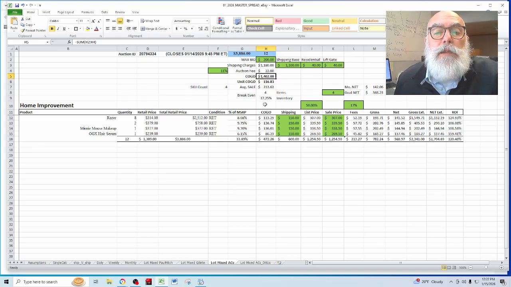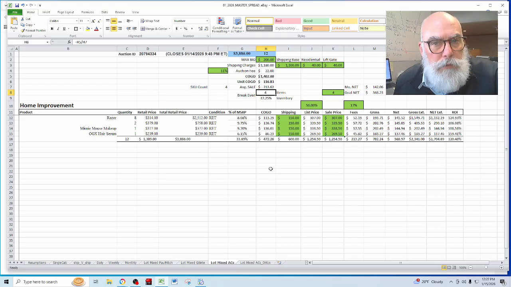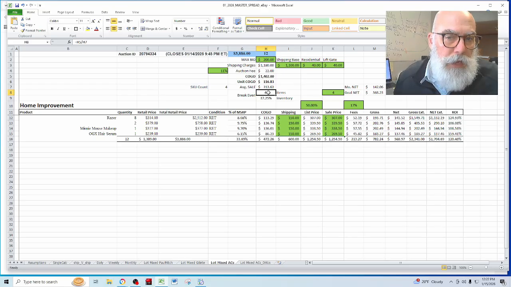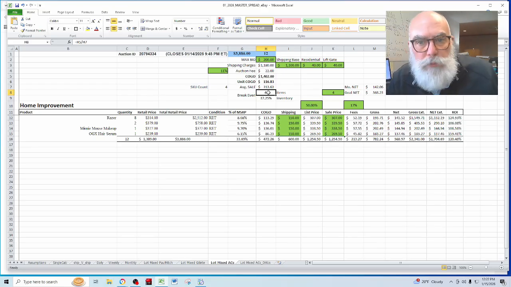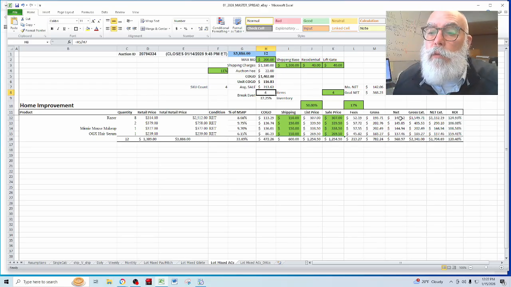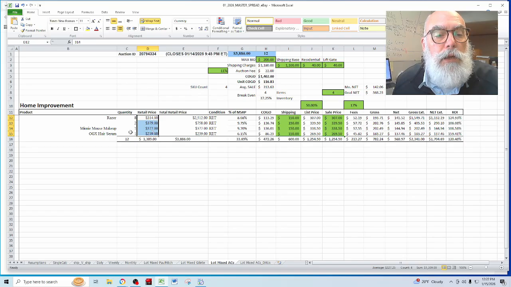Now, in this little spreadsheet here, I have a little break even for myself on this lot purchase. And my break even point is 4. So of the 12 items I bring in, in order to get all my costs back out, I need to sell 4 units. Now, am I going to sell 4 units in the first month? Who knows? But over here, my net per unit, and I've broken it down by the different unit prices because they're all different.